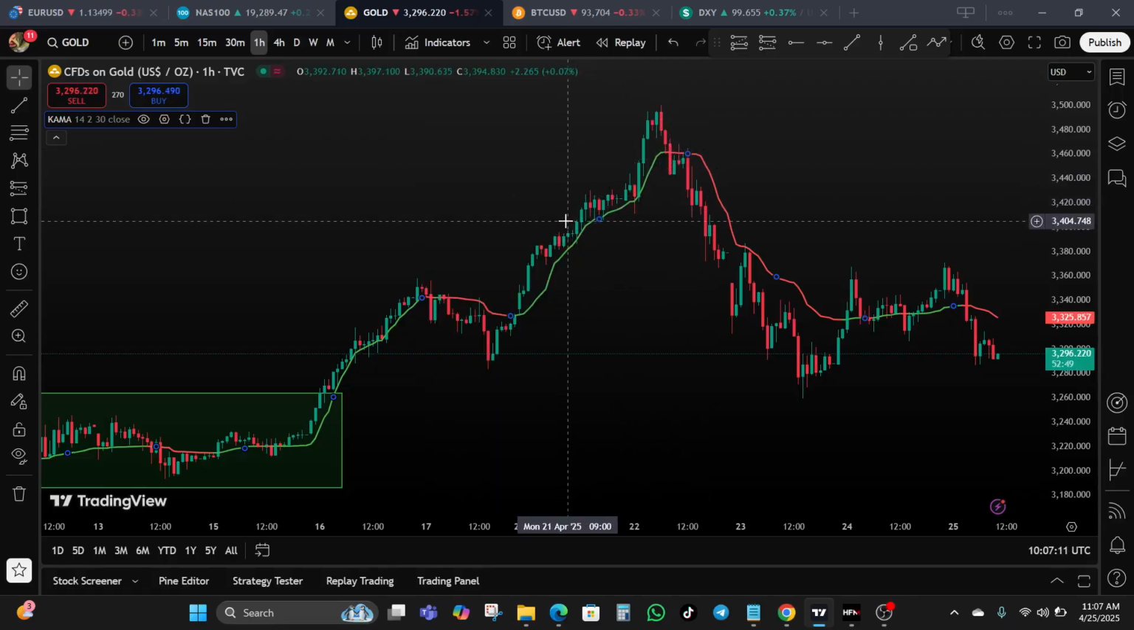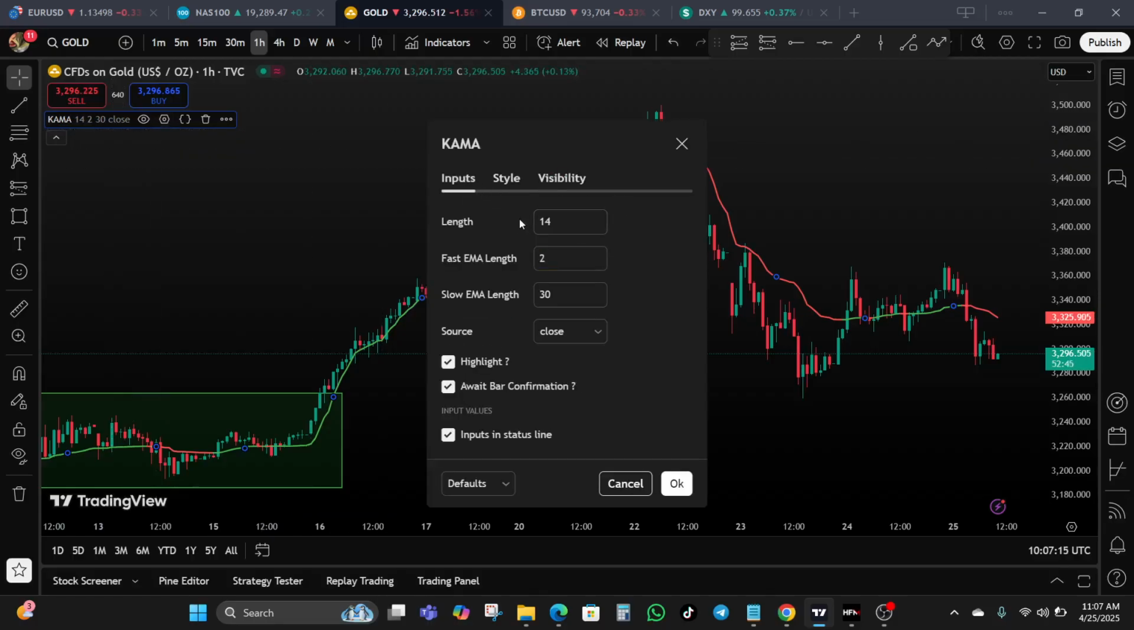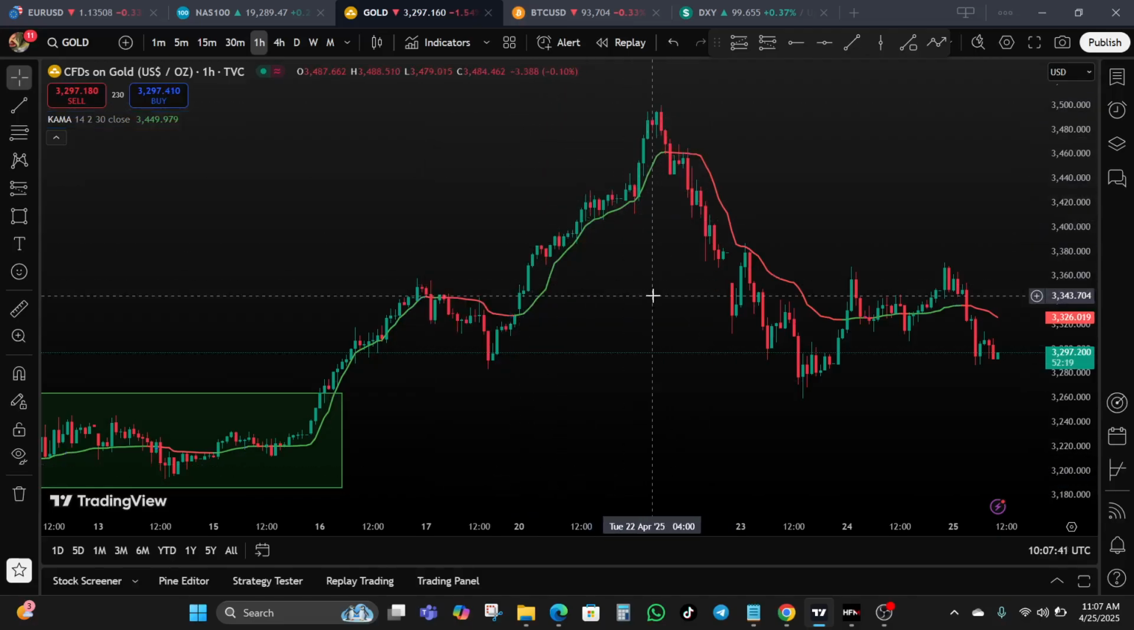For scalpers, a faster KAMA, remember that the lower the length value, the faster the signals and the faster the reaction, and the higher the length value, the slower and the smoother the reaction. So if you want quicker signals, you might want to reduce the length. But for swing traders, a slower KAMA will help you stay in trades longer, so you can decide to increase the length in that case.